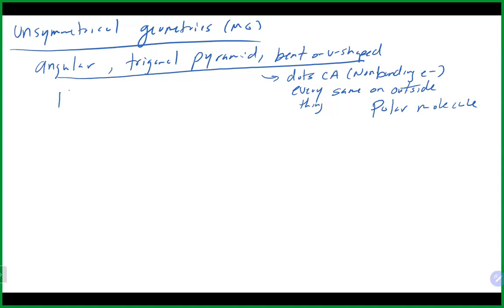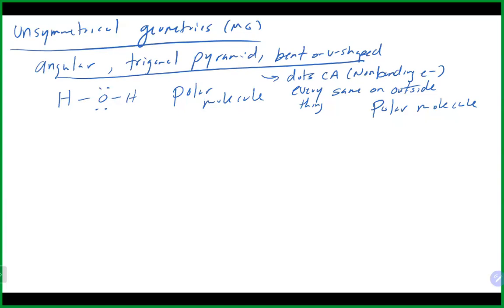So for example, if we look at water that we did a second ago, I see dots, and I see everything on the outside is the same. This is going to result in a polar molecule. So that's really the quick way you could probably be correct in most cases, 99% of the time, in terms of molecular polarity: dots or no dots on the central atom, and are the things on the outside the same or different.